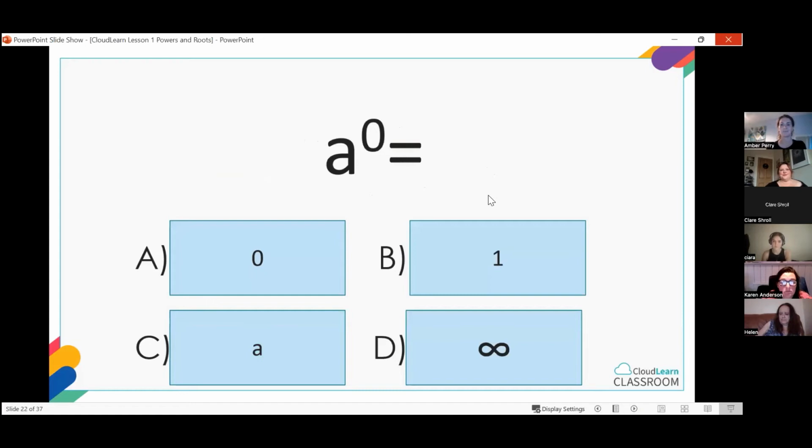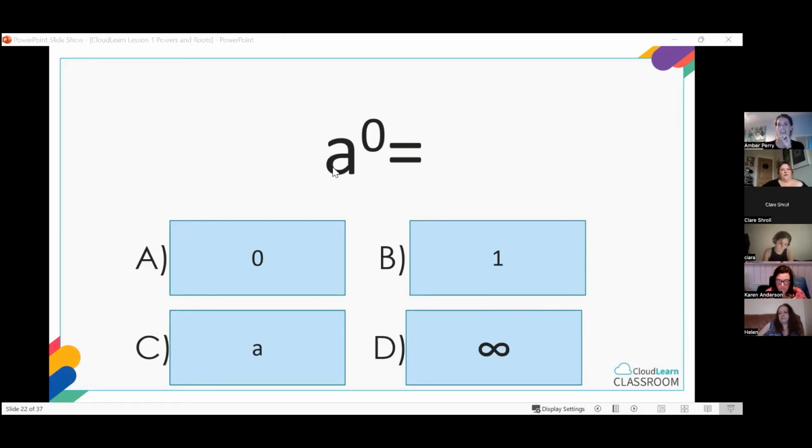Last one, a very quick one, just to check you've got that. This was my first question that I asked you. I'm going to launch that poll straight away because it should be quite a quick one. A to the power of 0: is it A, 0; B, 1; C, A; or D, infinity? Okay, so 9 out of 11 people have got that correct. Well done. So the answer is 1.